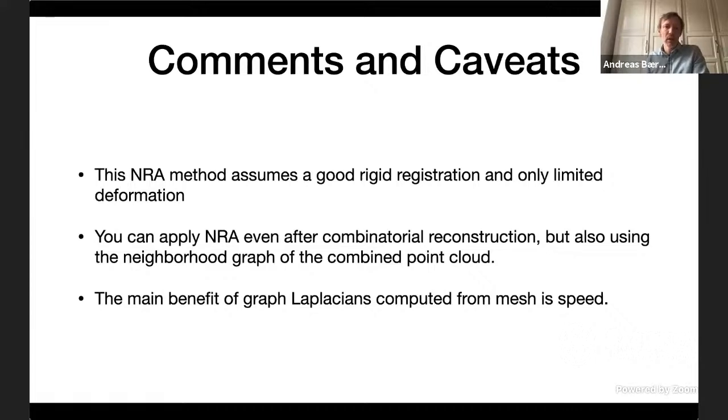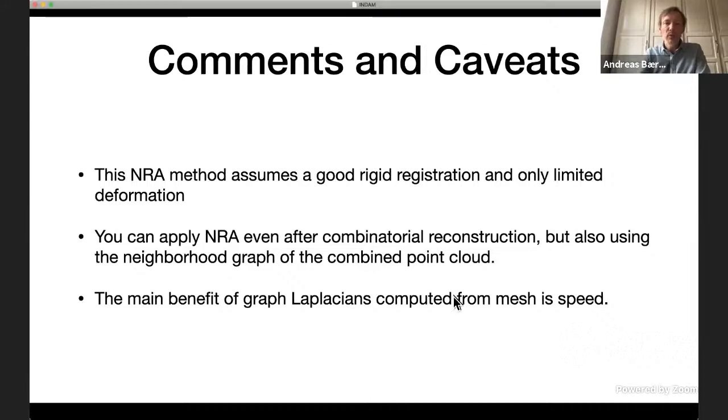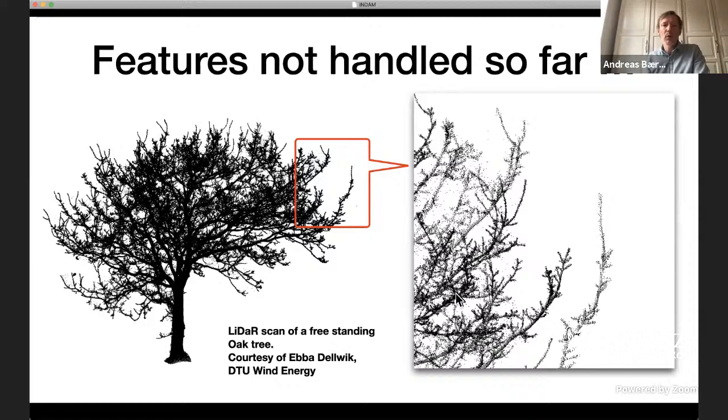On the other hand, you could apply it even after combinatorial reconstruction, but it can also be applied if you simply construct a neighborhood graph of the combined point cloud. So this is basically a way to remove the last tiny bit of high frequency noise without simply blurring away details. But there are even harder problems that we sometimes confront, and that's what I want to talk about now.